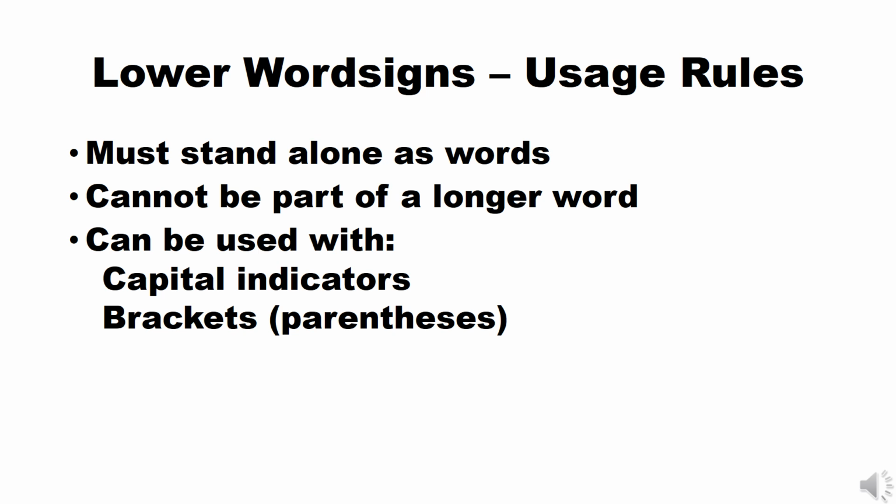Slide 6 explains the usage rules of lower word signs. First, each lower word sign must stand alone. That means you cannot use these contractions inside longer words. For example, you can't use the be contraction in the word before. Second, lower word signs can be used in combination with capital indicators or brackets, but only when they are written as individual words. So, no touching lower punctuation, no embedding in longer words, and yes to capitals and parentheses.